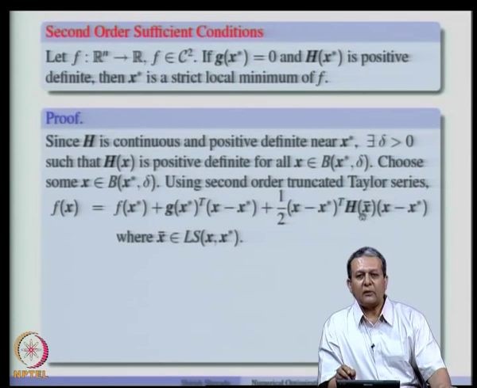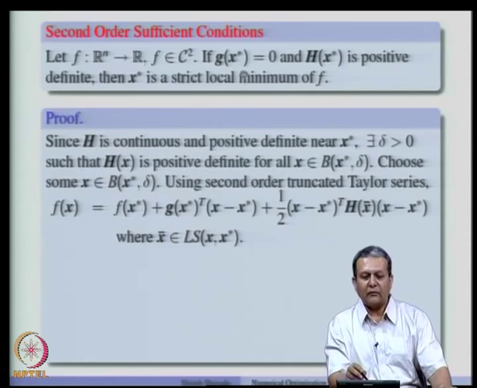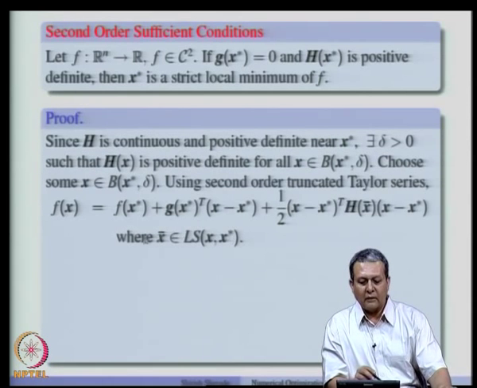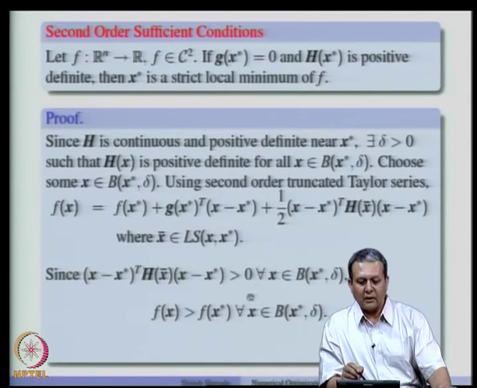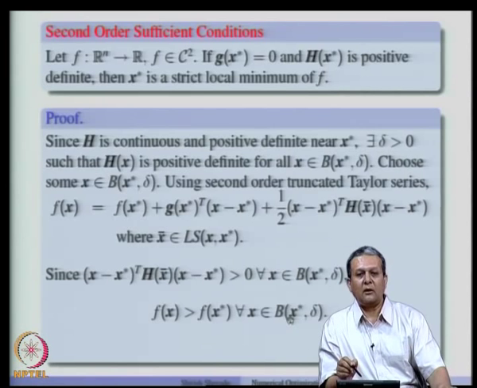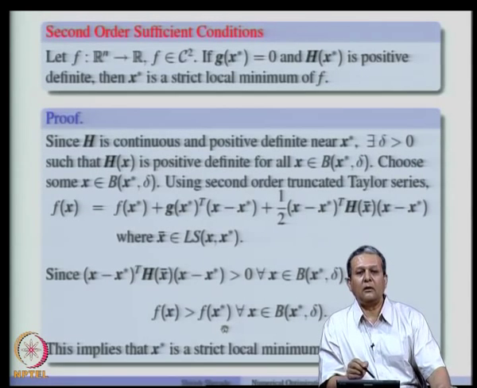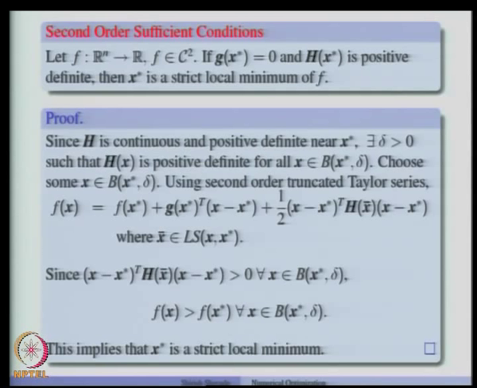Remember that the Hessian is calculated at a point x bar on the open line segment joining x and x star. Now, clearly x bar belongs to this open ball of radius delta around x star. So, which means that this quantity is always positive, and we know that g of x star is equal to 0. Therefore, what we have is f of x will be strictly greater than f of x star for all x in the delta neighborhood of x star. So, which means that x star is a strict local minimum of f.